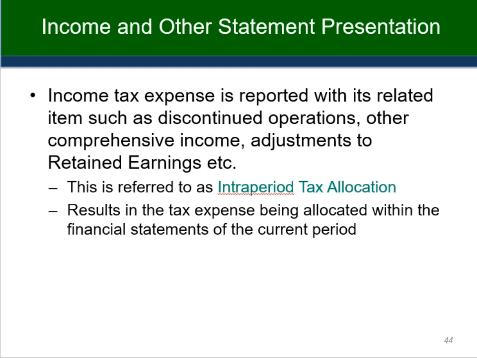Income tax expense. Income tax expense or benefit should be allocated to continuing operations, discontinued operations, and other comprehensive income, with adjustments flowing through retained earnings, accumulated other comprehensive income, and share capital as appropriate. And that approach is known as intra-period tax allocation. So that's within the period, putting it into the right categories.